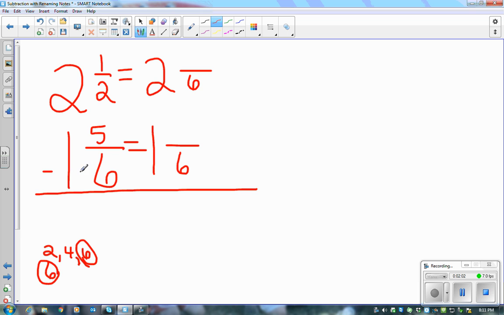Okay, so that means that this is going to stay the same. This is going to stay 1 5/6. And up here, to get from 2 to 6, I have to do times 3 and times 3, which is 1 whole. 1 times 3 is 3. And then I subtract. So 3 minus 5. Well, I realize that I'm not going to be able to do that without regrouping.